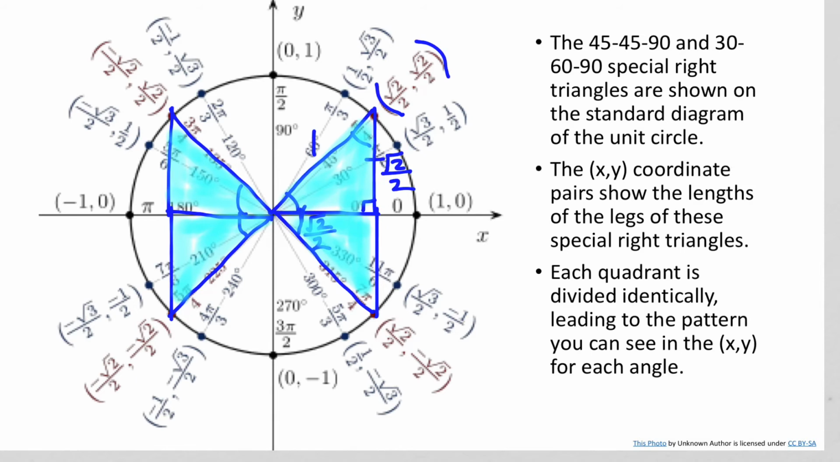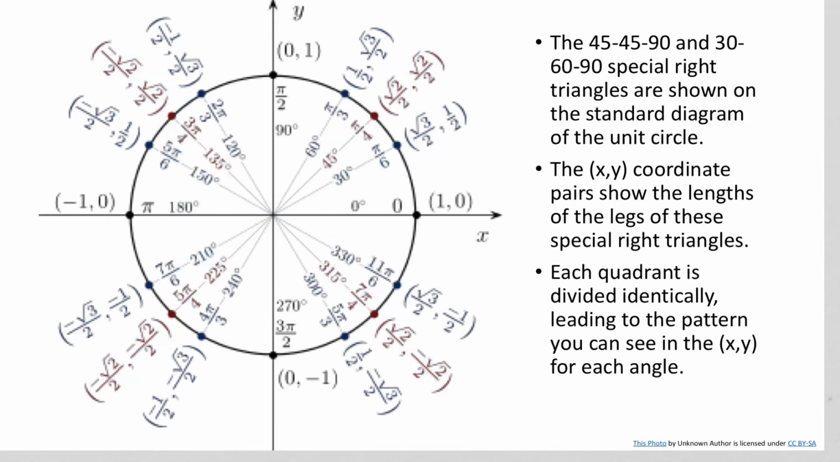The only difference would be in the first quadrant, x and y are positive. In the second quadrant, x is negative, y is positive. In the third quadrant, both x and y are negative. And then in the fourth quadrant, x is positive and y is negative.